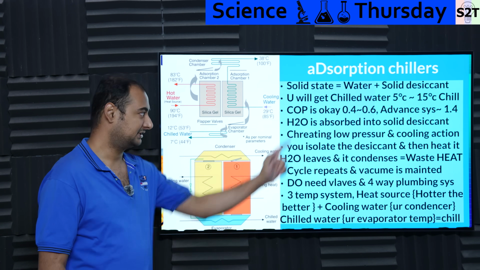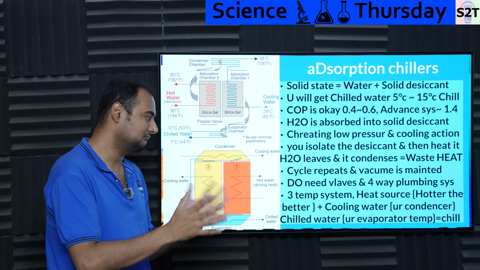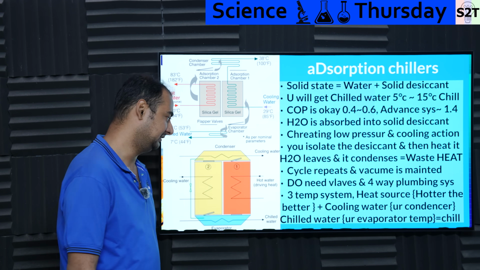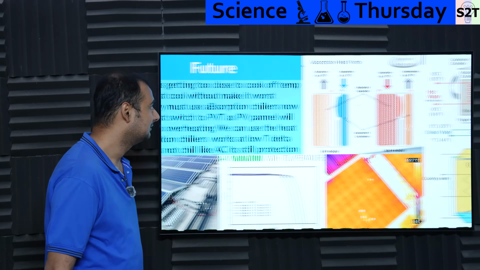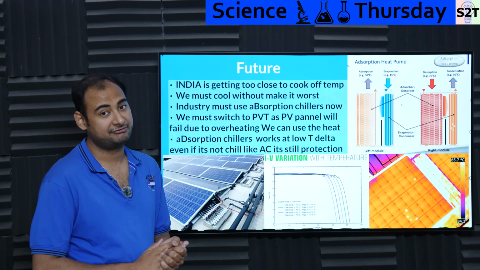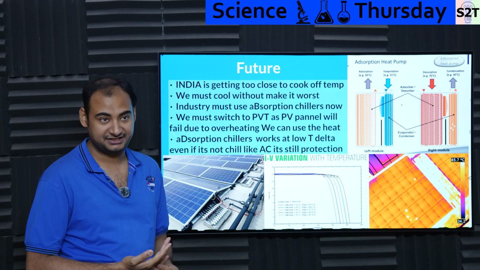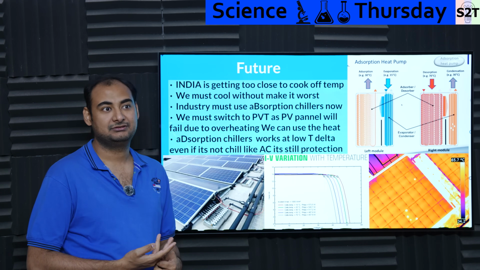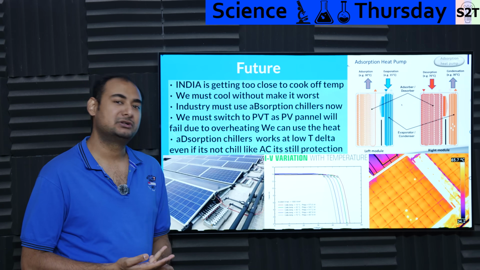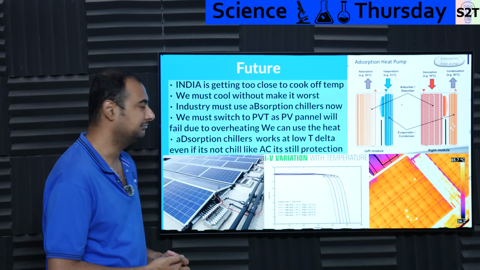Waste heat will be bigger because the coefficient of performance is lower, but the temperature is lower, so the whole flux would be high, but the temperature would be lower. So what can we expect in the future? Well, here's the deal. India is getting too close to cough temperature, meaning we're going to be dead. If the temperature keeps rising at this point in time, by 2035 or even the 40s, it's looking bad. We have to hope for rain every day, otherwise we will be cooked off.